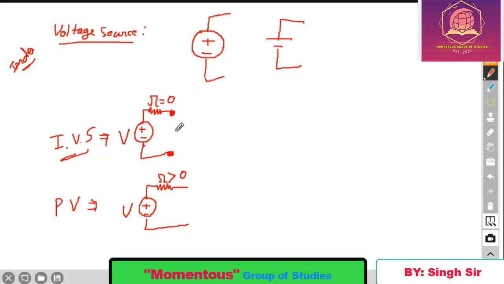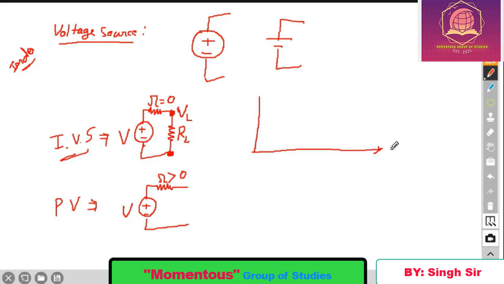If it is your ideal voltage source, and suppose you have connected some load across it, capital R, load RL, what will be the voltage at the load? What voltage will this battery provide? Can you tell me what will be the voltage? Okay, the same voltage will be there.